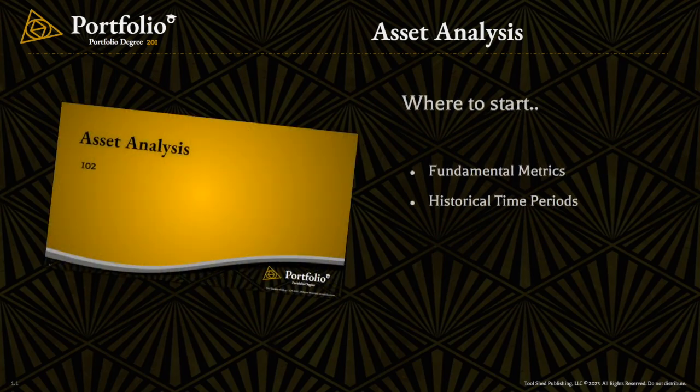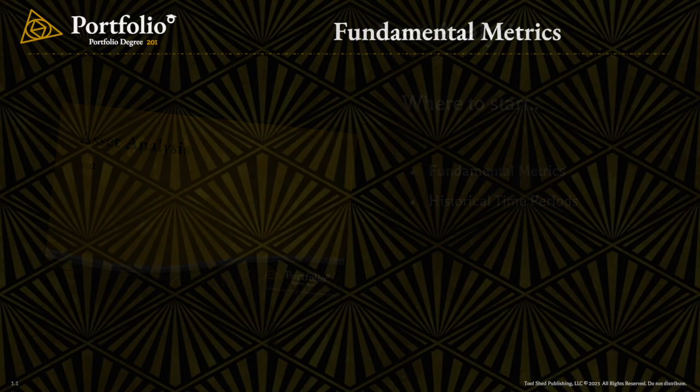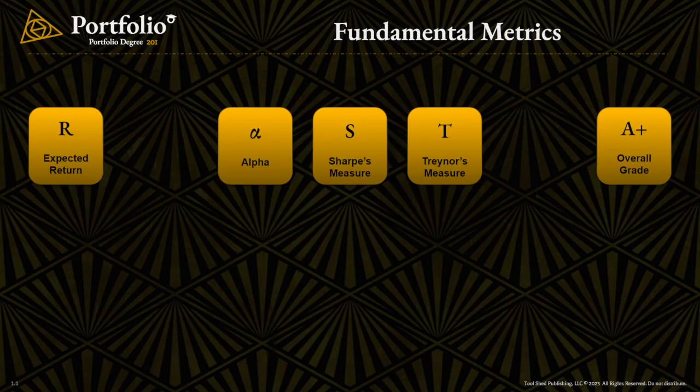Starting with asset analysis, we're going to walk you through how the fundamental metrics are calculated, as well as discuss historical time periods and why those matter when calculating your returns. In terms of fundamental metrics, we have 5 metrics that we leverage for grading assets in our system. We use expected return, alpha, Sharpe's measure, Treynor's measure, and then of course we have our overall average.